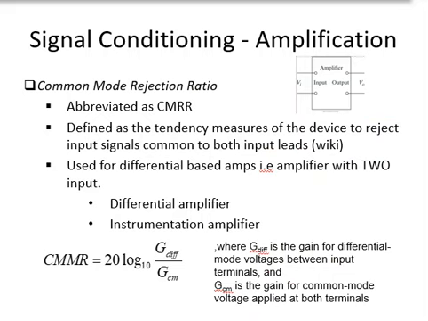Another important characteristic of amplifiers is known as common mode rejection ratio, CMRR. When different voltages are applied to the two input terminals, as shown in the figure, the input is known as the differential mode voltage. When the same voltage relative to ground is applied to the two input terminals, the input is known as a common mode voltage. The measure of the relative response to differential and common mode voltage is described by the common mode rejection ratio, defined by CMRR equal to 20 log G differential over G common mode, where G differential is the gain for differential mode voltage between input terminals, and G common is the gain for common mode voltage applied at both terminals.